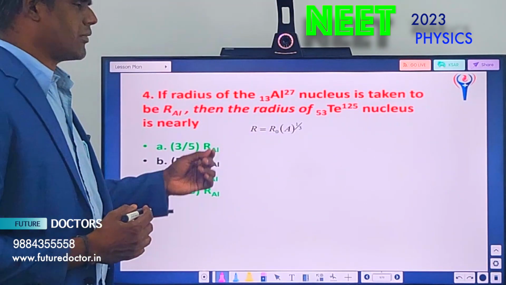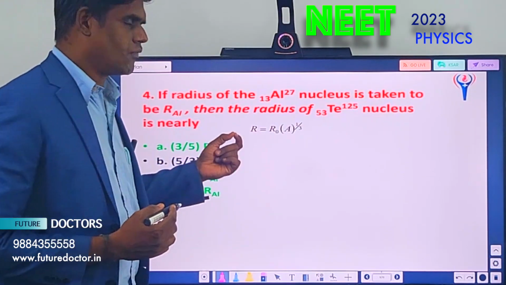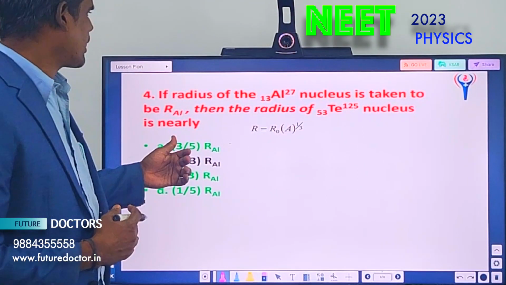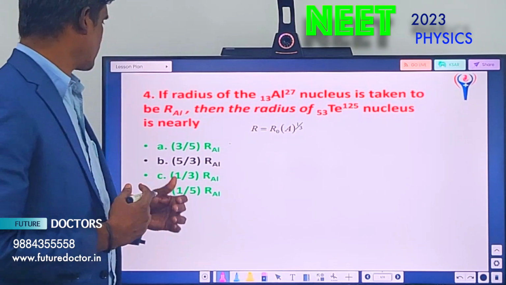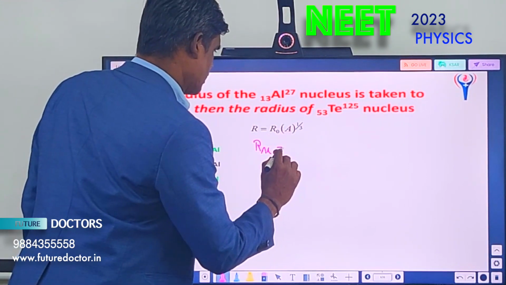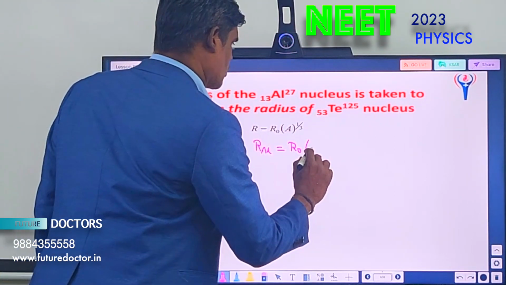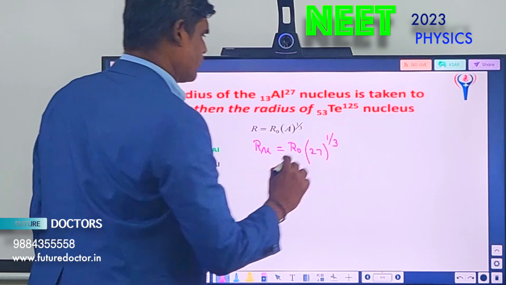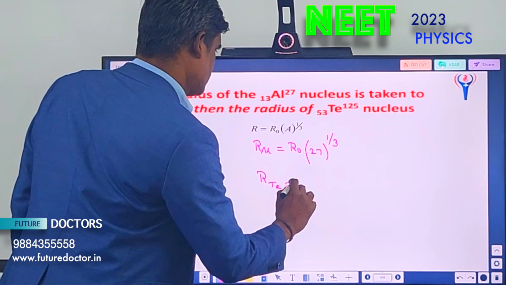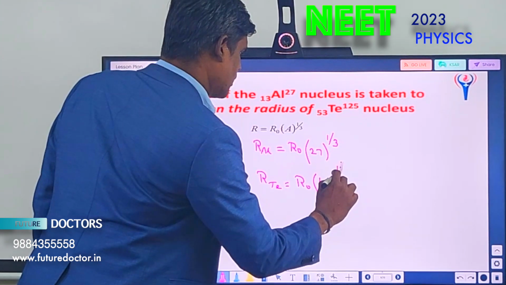If the radius of the aluminum Al 27 13 nucleus is taken to be R Al, then the radius of the tellurium Te 125 53 nucleus is roughly dash. The formula is R Al equal to R naught into A to the power 1 by 3. What is the value of A for aluminum? 27, 27 power 1 by 3. And for tellurium, R Te equal to same R naught into A value 125, 125 whole power 1 by 3.